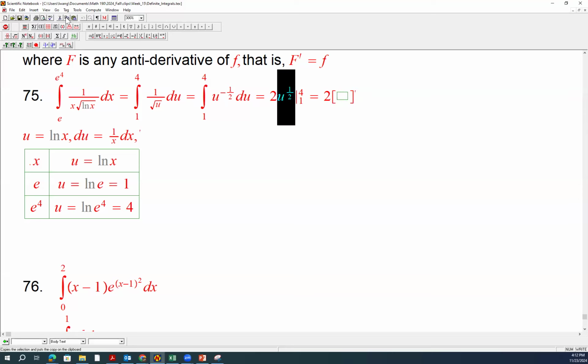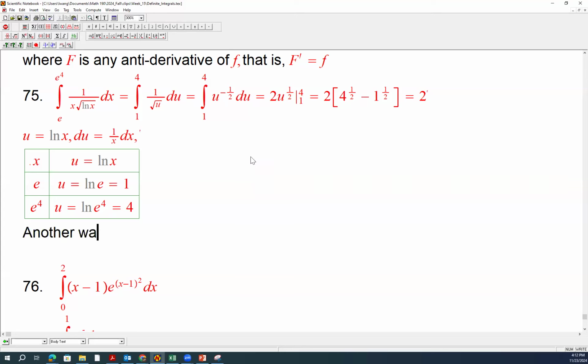Then apply the fundamental theorem of calculus part 2. So we have u raised to the power of half substituted by 4, subtracting u raised to the power of half substituted by 1. We have a 2 outside, and this is 2, and this is 1. 2 minus 1 is 1, so the final answer is 2. So that's one way to show work.